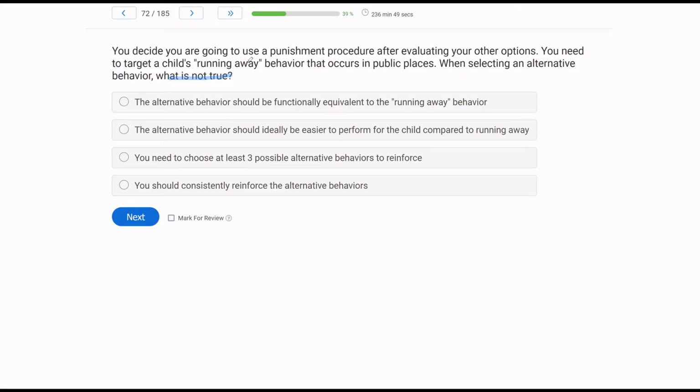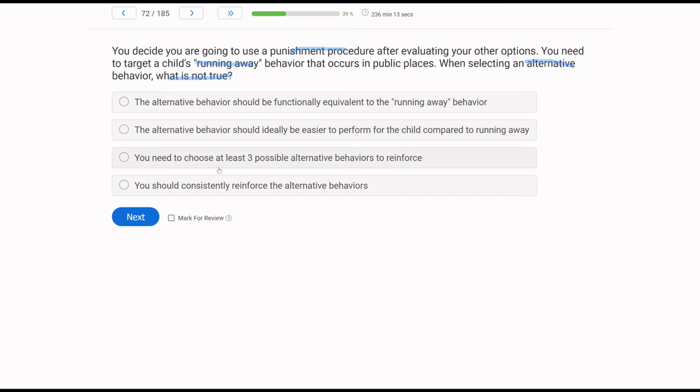And what do we know? We know we are going to use punishment to target a child's running away. And we want to know what is not true about alternative behaviors. A, the alternative behavior should be functionally equivalent to the running away behavior. That is true. We want functionally equivalent replacements. B, the alternative behavior should ideally be easier to perform for the child compared to running away. That is also true. When you're choosing a replacement or an alternative, you're hoping that the alternative is easier with lower effort for the learner.